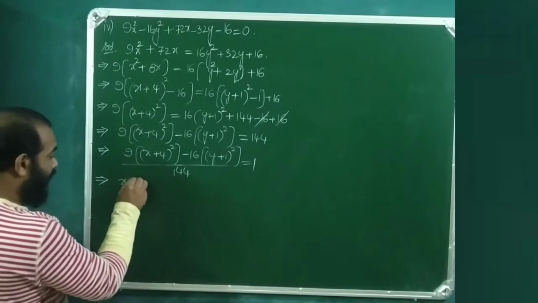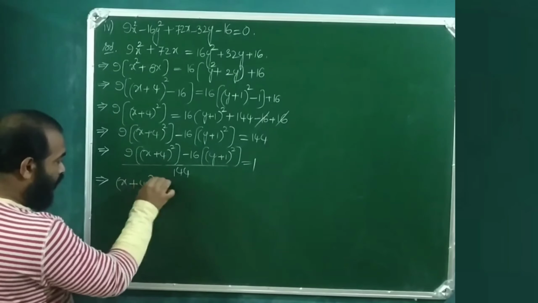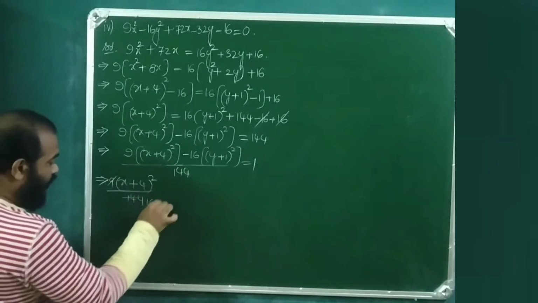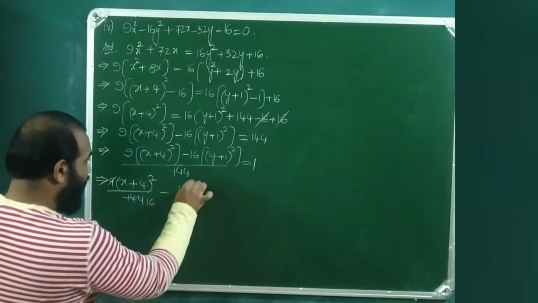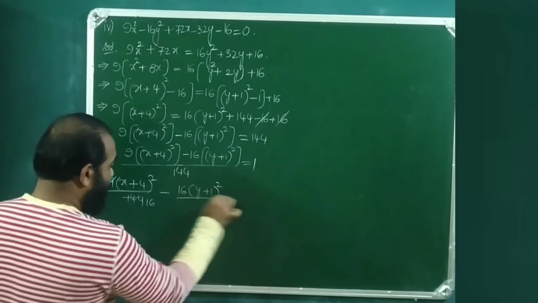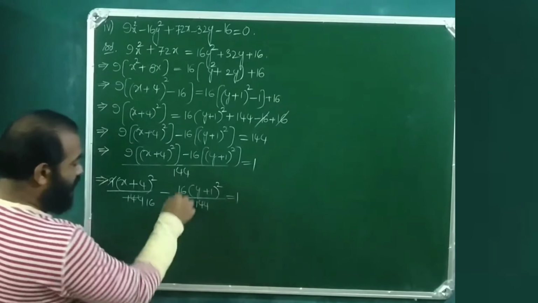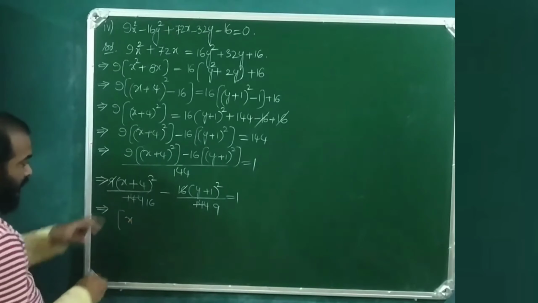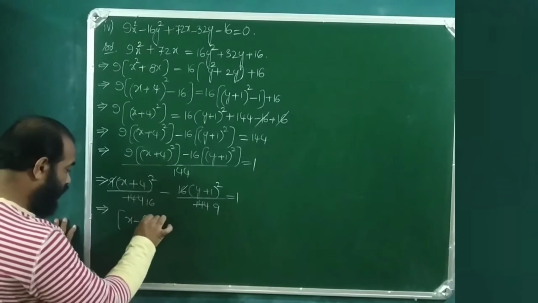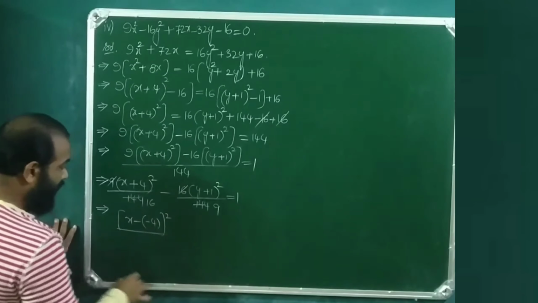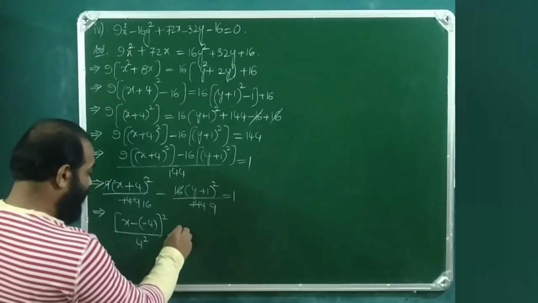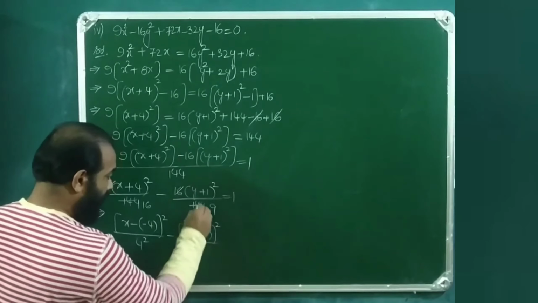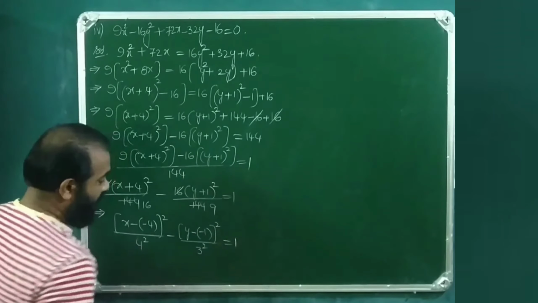So this is (x plus 4) whole square by 9, this is 144. 9 16s are 144, minus 16 into (y plus 1) whole square by 144 is equal to 1. So this plus 4 can be written as x minus of minus 4 whole square by 16, this is y minus of minus 1 whole square by 3 square is equal to 1.